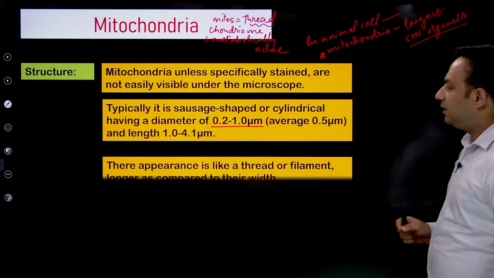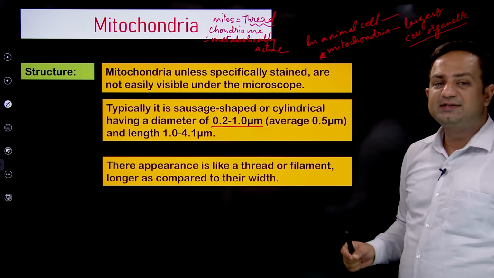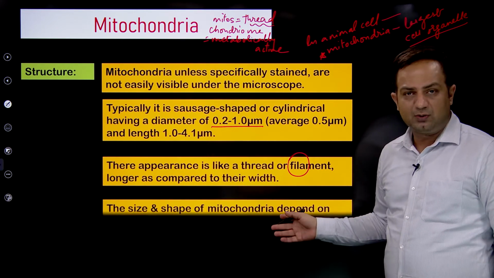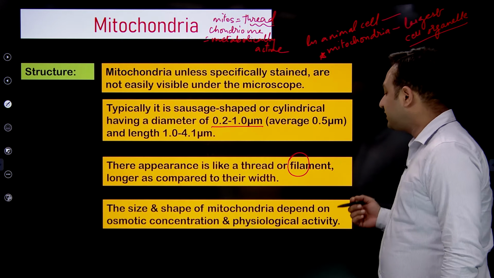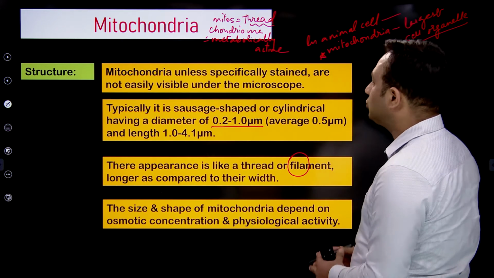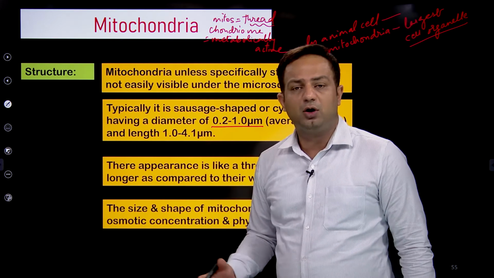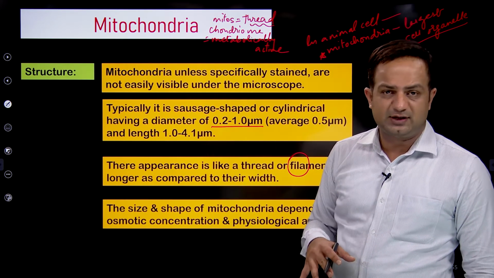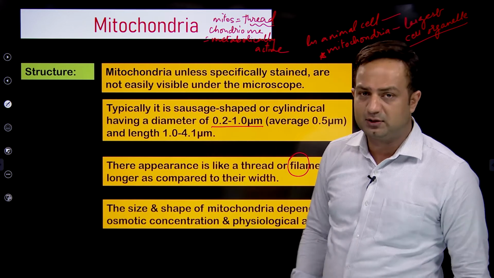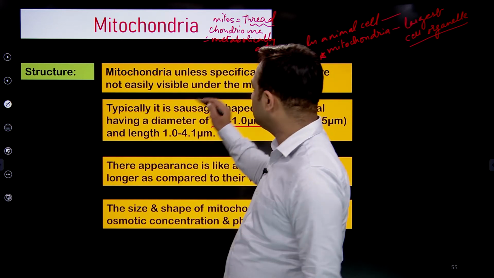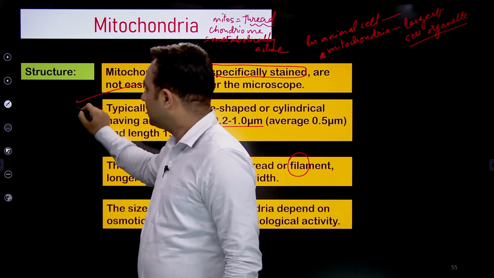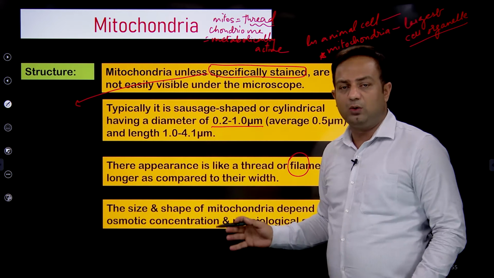Fine. Next, about the structure itself, the appearance is like a thread or filament, longer as compared to how wide they are. The size and the shape of the mitochondria depend on what? It depends on the physiological state of the cell, the osmotic concentration of the cell, particularly the proton concentration or H plus ion concentration.